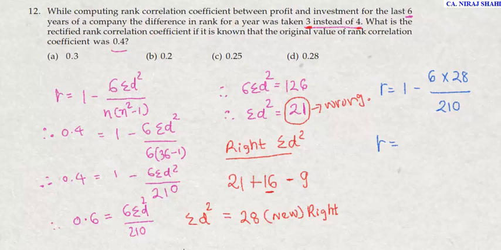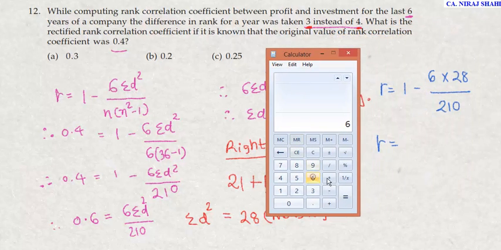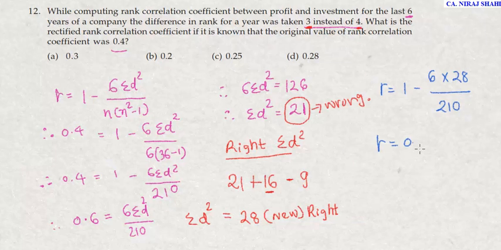Let us solve it by using calculator. So it is 6 into 28 divided by 210. This is 0.8. Let me just write 1 minus this and then just change the sign of it. So our answer is 0.2 here in this case, which is B here.